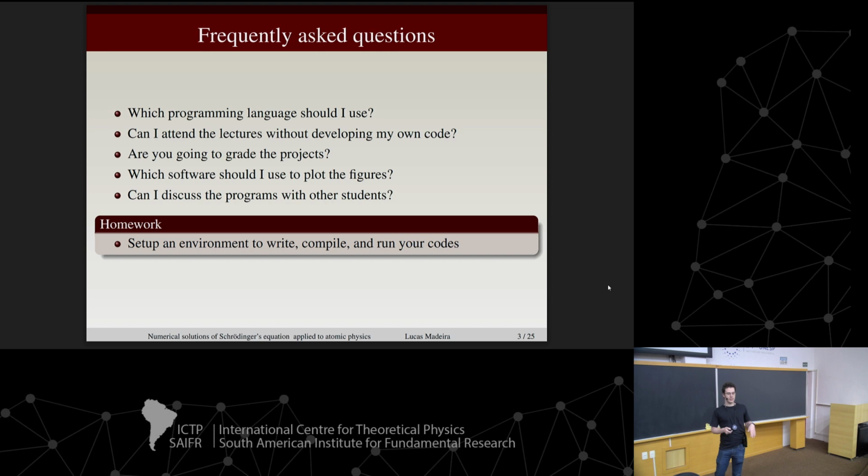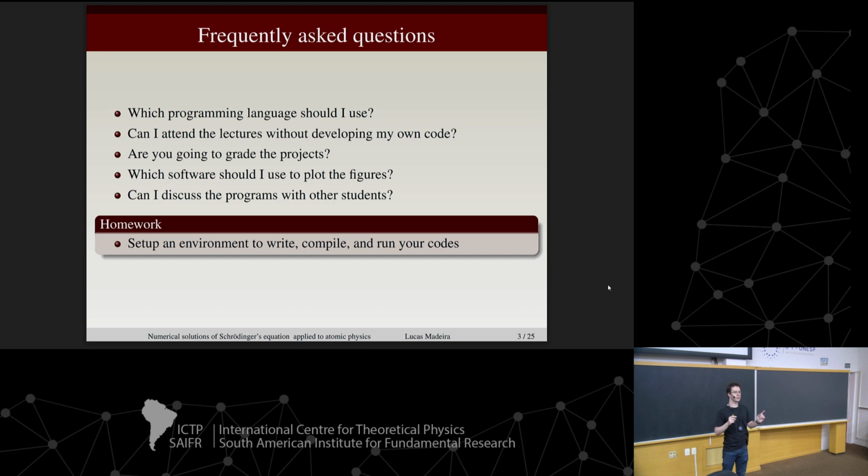Can I discuss the programs that I write with other students? You should, okay? If you have any questions, or even when you're developing your own code, please talk among yourselves. Maybe if you have some difficulty, somebody next to you can help you, okay? So I really want you guys to talk to each other, and talk to me too, okay?